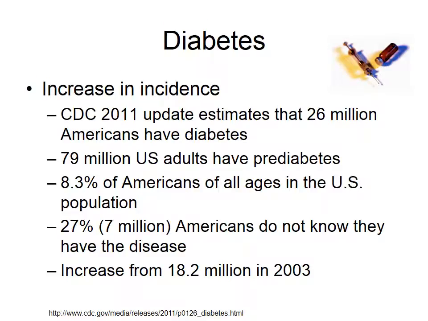The incidence of diabetes has steadily risen from the 1990s to 2002. One of the more alarming of these figures is that over 7 million, or 27%, of those with diabetes do not know that they have the disease. Failure to diagnose type 2 diabetes results in increased morbidity and mortality.